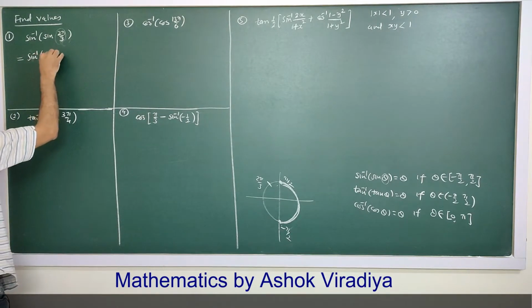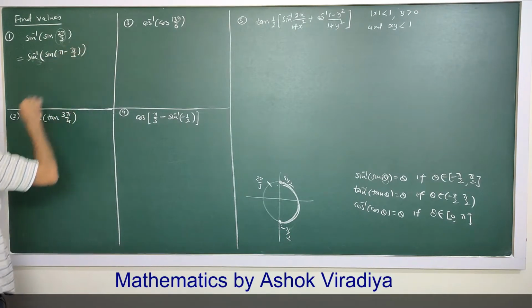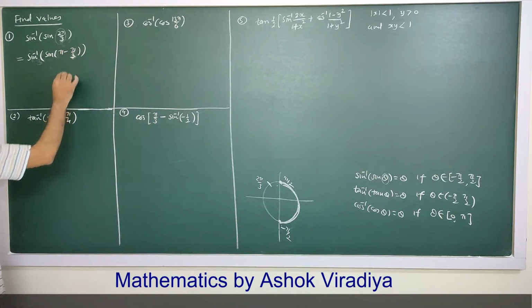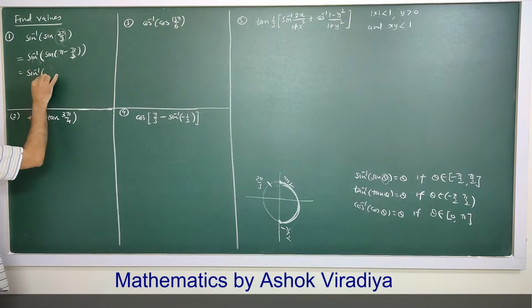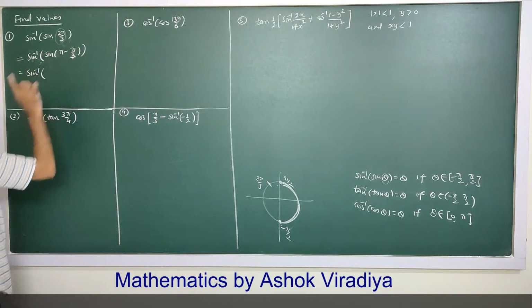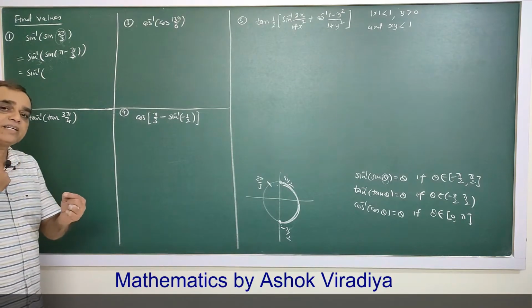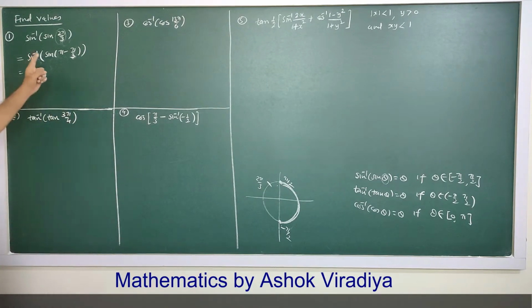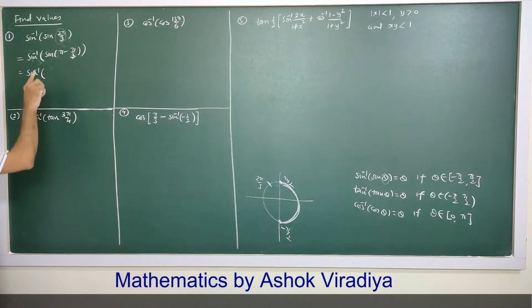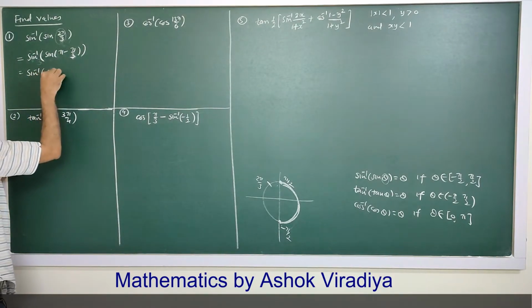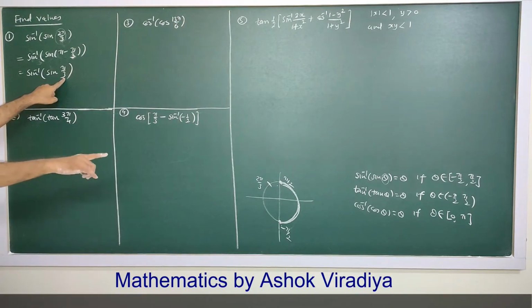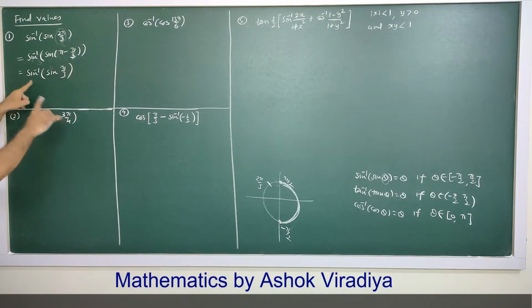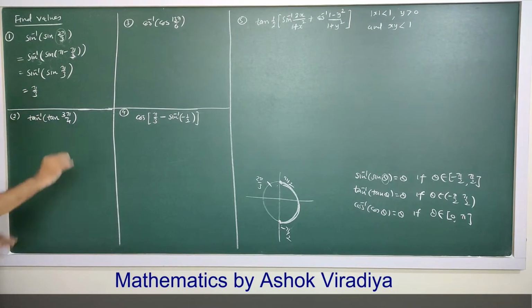2 pi by 3 can be expressed as pi minus pi by 3. So now it is sine inverse of sine pi minus theta, second quadrant. In the second quadrant sine is positive, so sine pi minus theta is sine theta. Now look at this new number. It belongs to the required interval. So sine inverse sine pi by 3 is pi by 3.